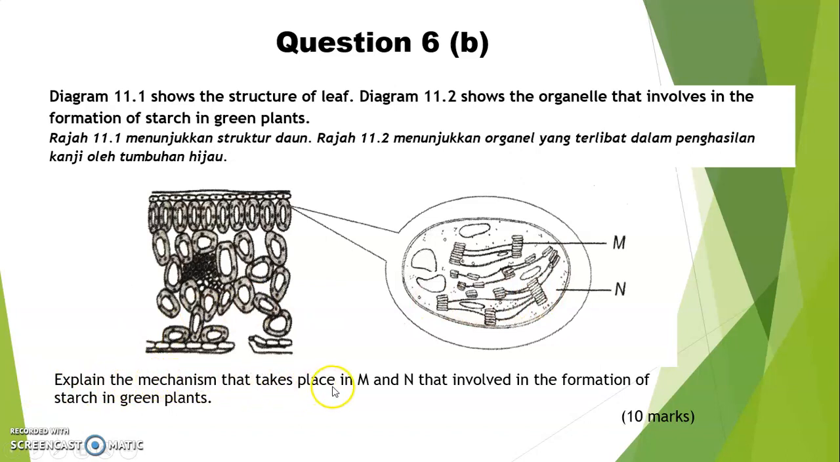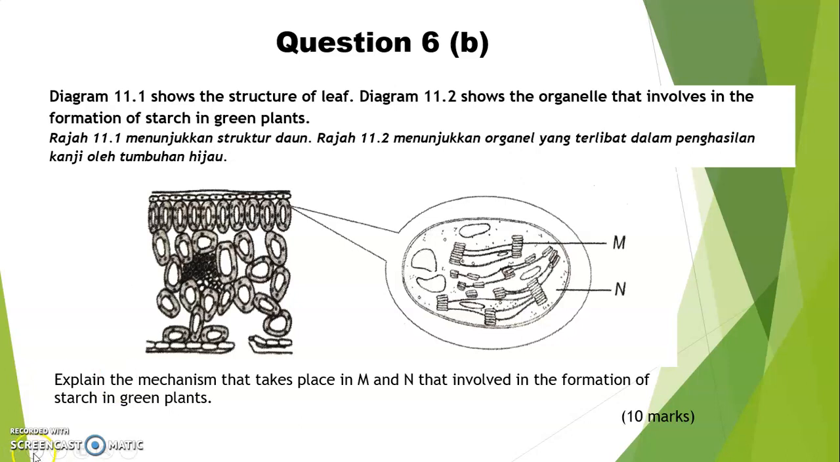And then we go to the question. Explain the mechanism that takes place in M and N that is involved in the formation of starch in green plants. So you have to explain the mechanism in the photosynthesis process that takes place in M and N. So M is referred to the thylakoid and N is referred to the stroma, right? So that means you have to explain the photosynthesis that consists of two types of reaction. Okay, what are they? Light dependent reaction and another one is light independent reaction.